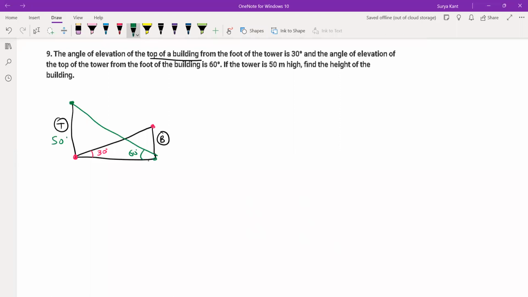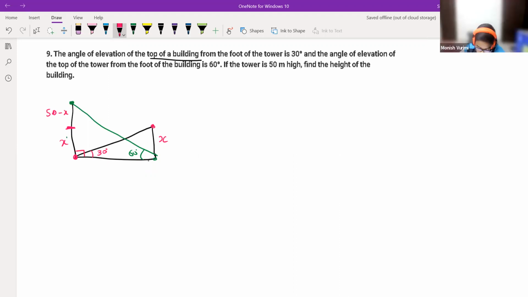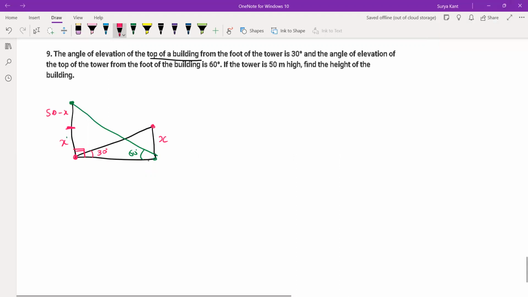Okay, so what you can do, I'm just erasing this part right now. Let the height of the building be X. So what is the height of the upper part of this? 50 minus X, right? Yes, it's clear. Or you can let the height of the building be X directly, not a problem. You can make one line and here this is 50.